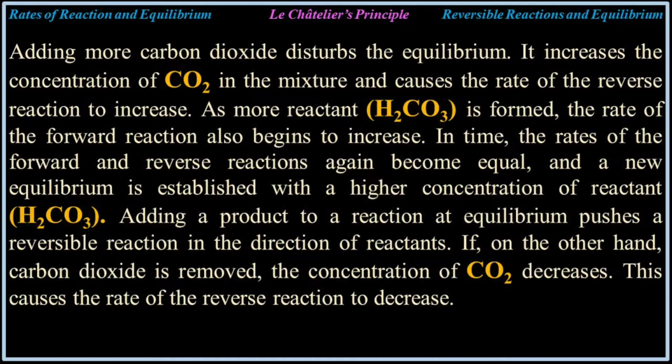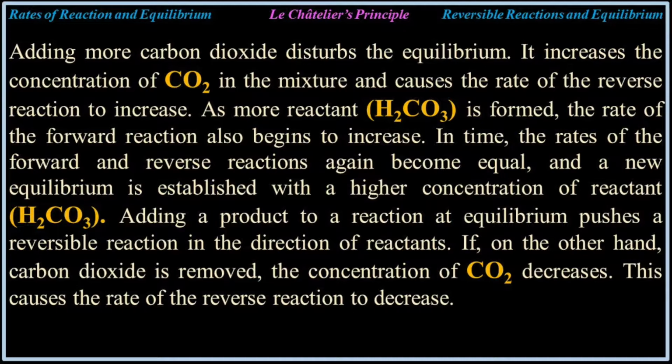Adding more carbon dioxide disturbs the equilibrium. It increases the concentration of carbon dioxide in the mixture and causes the rate of the reverse reaction to increase. As more reactant carbonic acid is formed, the rate of the forward reaction also begins to increase. In time, the rates of the forward and reverse reaction again become equal, and a new equilibrium is established with a higher concentration of reactant carbonic acid. Adding a product to a reaction at equilibrium pushes a reversible reaction in the direction of the reactants.